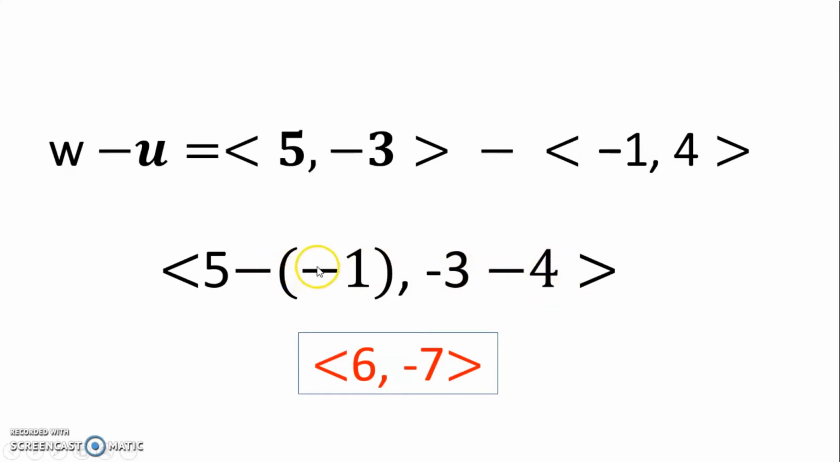So negative times negative is positive. 5 plus 1 is 6, then -3 minus 4 is -7. So this is the answer.